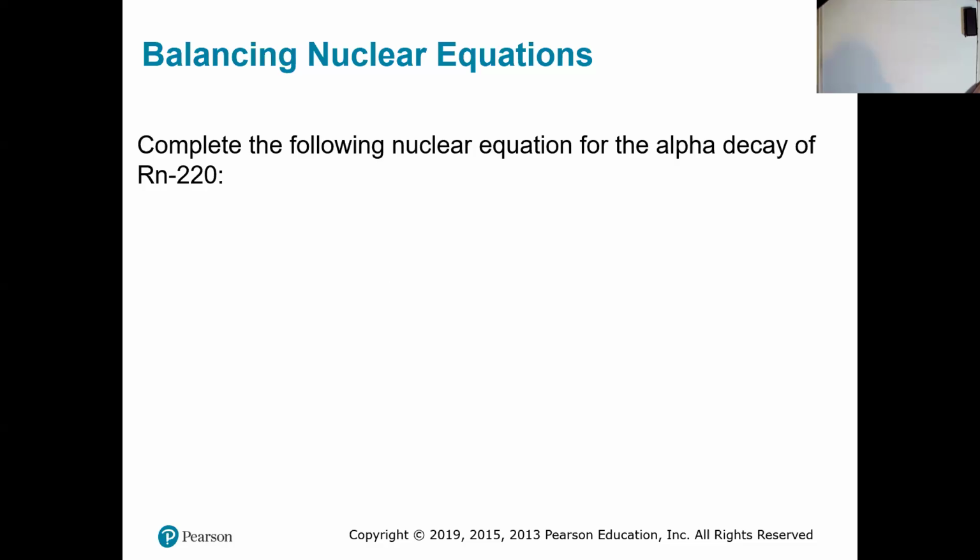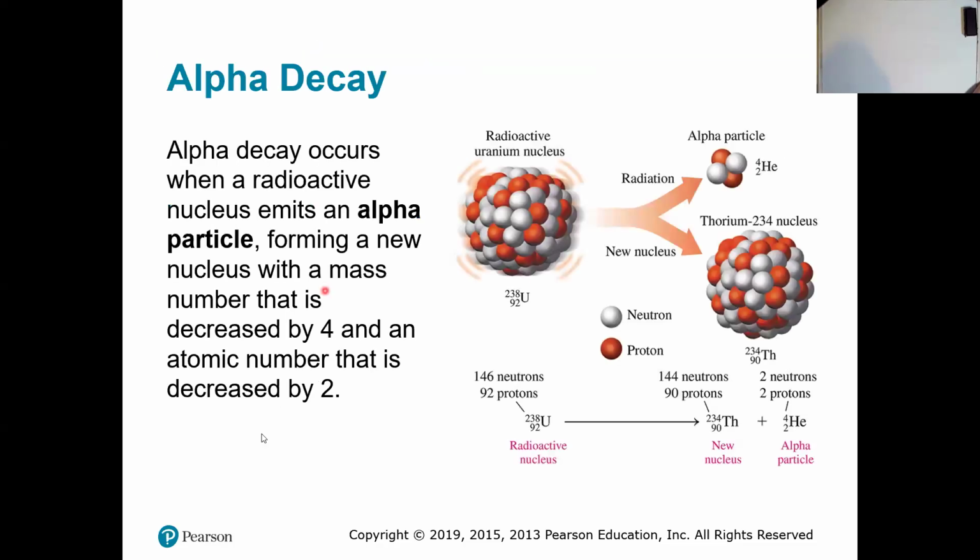All right. So let's look at alpha decay first. The example that we just looked at was an example of alpha decay. Alpha decay is going to occur when you have an unstable nucleus and it's trying to become stable. And so it's going to emit or release an alpha particle, which is what this is. And the nucleus that it leaves behind is going to be a little more stable than what it started with.